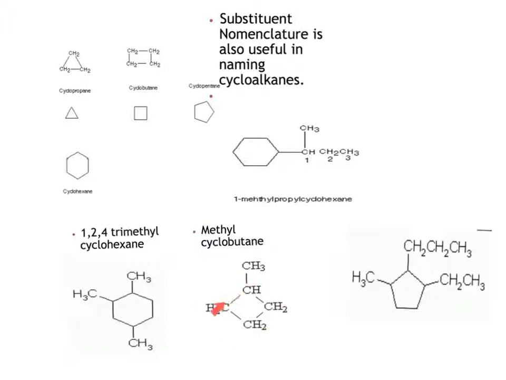Here we can count and see that we have a cyclobutane, and we have this coming off, so we would have a 1-methyl cyclobutane, and in that case we could leave the 1 off.